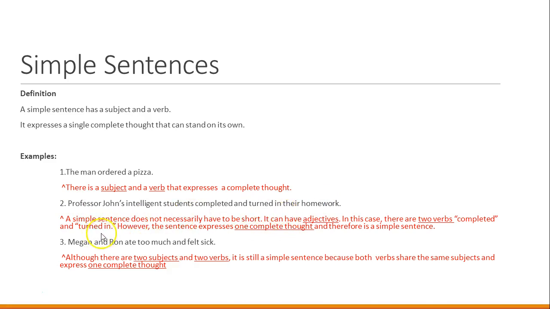In the third example, we have two subjects and two verbs. Megan and Ron ate too much and felt sick. Megan and Ron, two subjects, ate too much and felt sick. Ate, felt, two verbs. It's still a simple sentence because both verbs share the same subjects and express one complete thought.